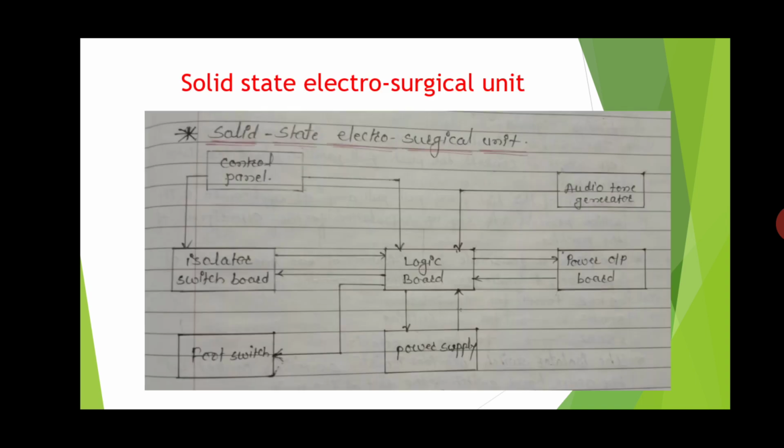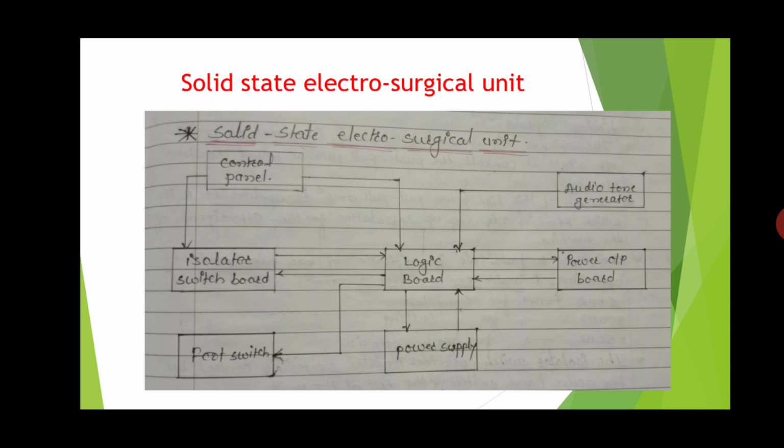Next one is the solid state electrosurgical unit. In this, surgery is done by electrical signals only. So what is surgical diathermy? The electrosurgical unit is used for surgical cutting and for controlling bleeding by causing coagulation and hemostasis at a surgical site. So in surgical diathermy, the main unit used is the solid state electrosurgical unit.